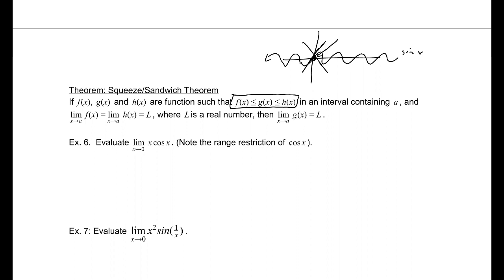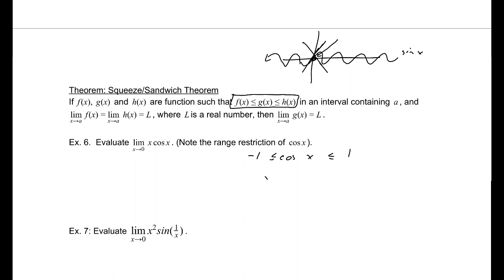That's the basic idea. Now this comes in very handy with sines and cosines because we know that sine and cosine are both between 1 and negative 1 always. No matter what their argument is, they are between 1 and negative 1. So let's go ahead and start out by saying we want to find the limit as x approaches 0 of x cosine x. Well, we know cosine's between 1 and negative 1.